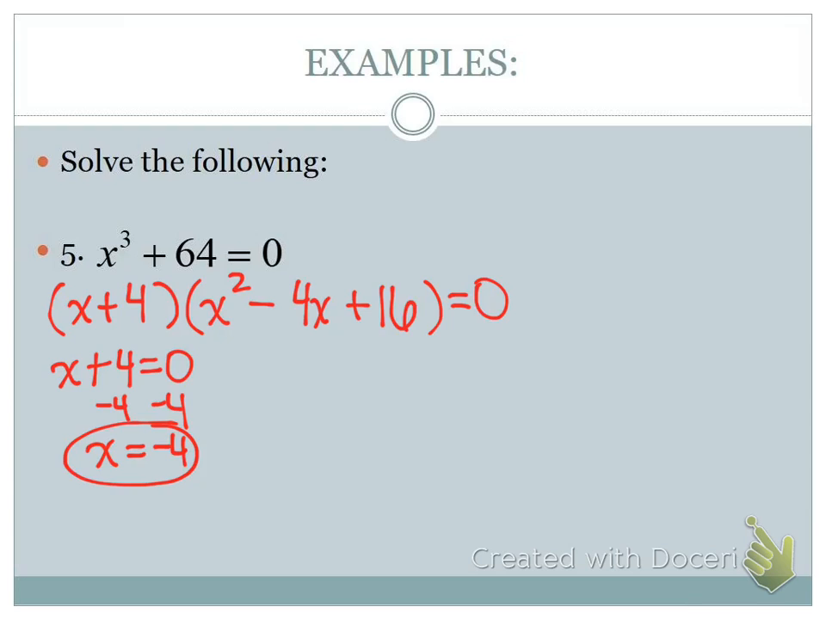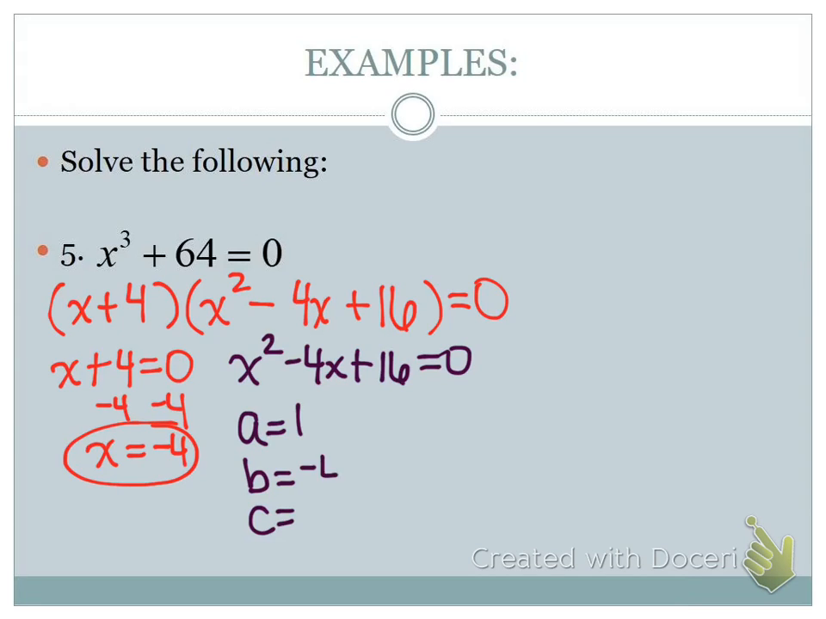For the next part, it says that to solve x squared minus 4x plus 16 equals 0, we are going to use the quadratic formula. So when we use the quadratic formula, we start off by identifying A, B, and C. What is A? 1. B? C. Wonderful. Is this all coming back to us now?